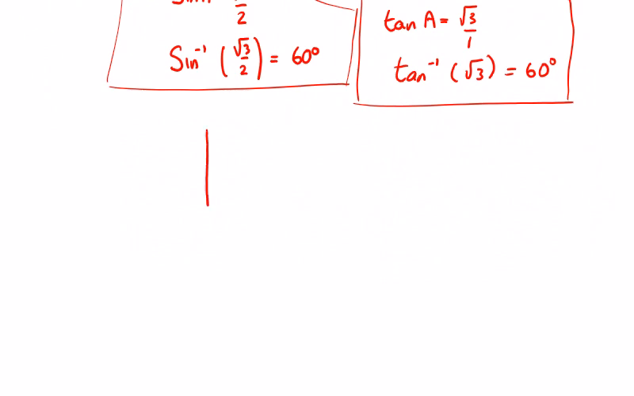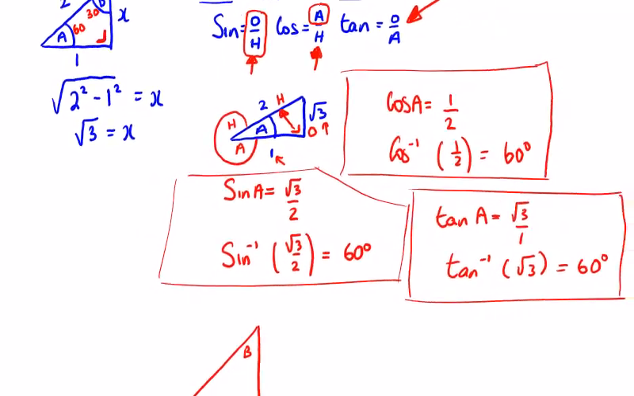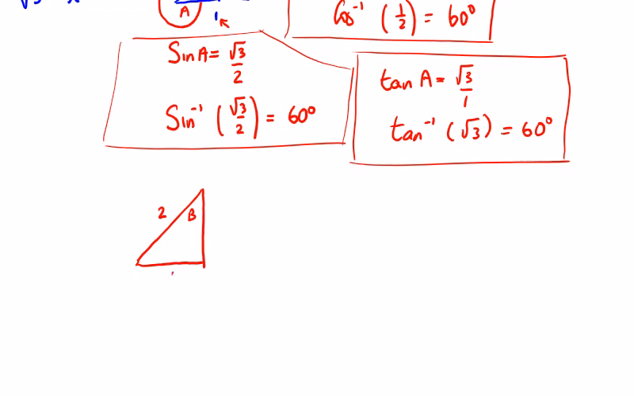So let's do that. Let's draw the triangle. B is at the top. Let's keep the positions the same. 2 is the diagonal, 1 was down the bottom, and root 3 was here. Now, if we're labeling our triangle, the only thing that changes when we label a triangle is O and A, because H has to be the side opposite the 90-degree angle. So H is not going to change.